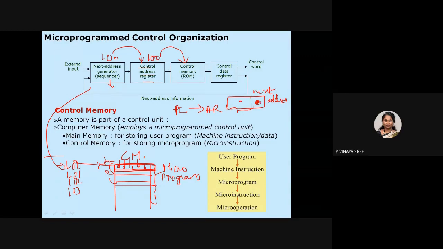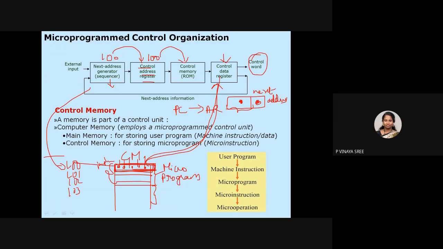So whatever is there in that particular address will be taken and placed inside the control data register. It's not the address register, it's the data register. So it goes to that particular address 100, and whatever is there in that address will be placed inside the control data register. Now whatever we have in the micro operations will be executed.